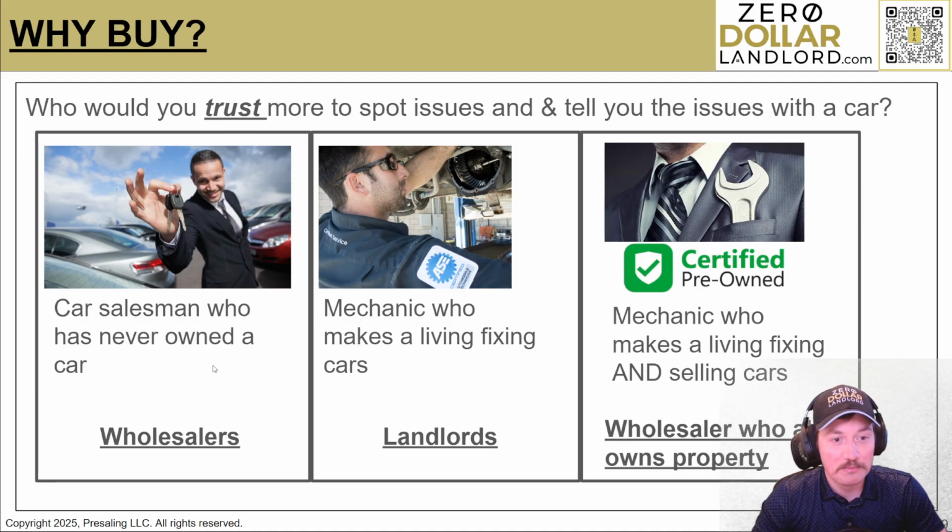Now, you could do both. So if you're a wholesaler who also owns property, then you're going to be a lot better at your job. You're going to be a lot more trustworthy as well.